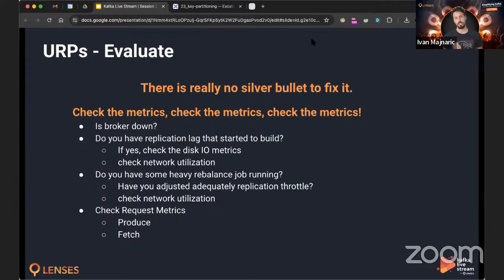The perfect metric to check is replication lag. Usually, if replication lag starts to build up, you would see under-replicated partitions. And if you see replication lag building up, that means most likely your disk I/O wasn't able to withstand the peak hours, or something caused so much traffic to go into it.